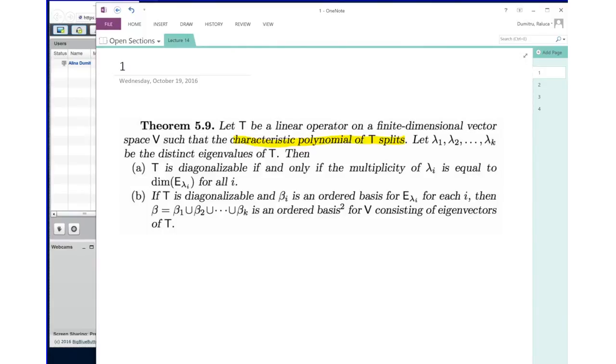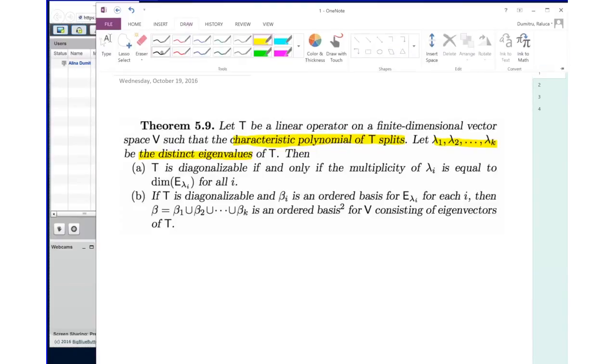We've seen that implication, but we've also seen that it is not an if and only if condition, so there are counterexamples. However, it has to be part of the requirements for a transformation to be diagonalizable, because it is implied by that. So provided that the characteristic polynomial splits, you make a complete list of the distinct eigenvalues of T. There are k of them listed here.